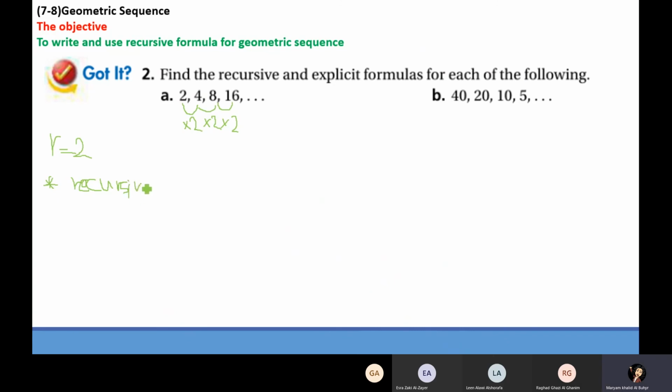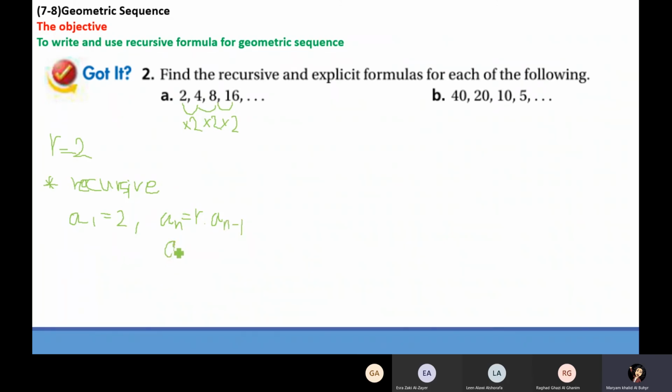I'm sorry, as I told you, it's very difficult to write things by mouse, but I will try my best. So for the recursive formula, I need A1 equals 2, then I will put a comma, and then I will write the general form: An equals r times a(n minus 1).